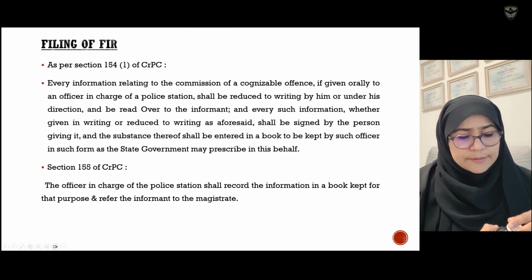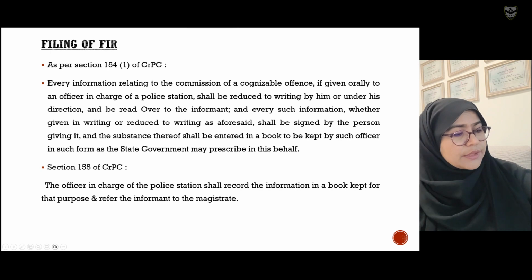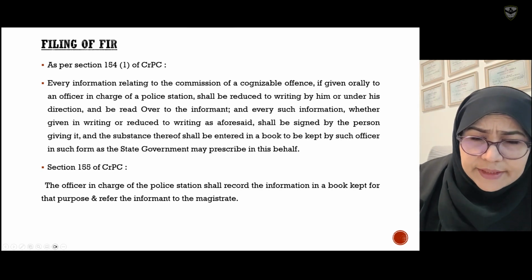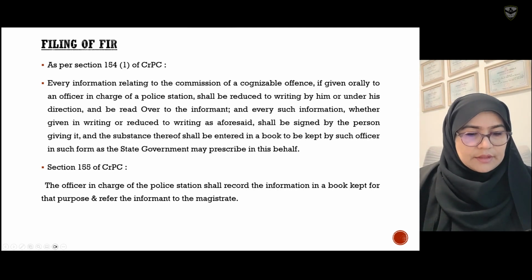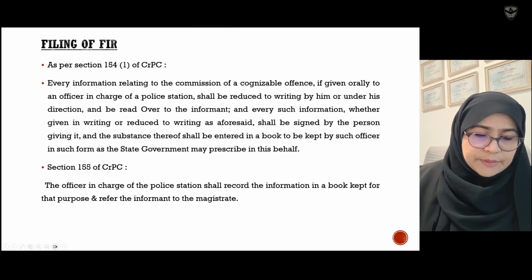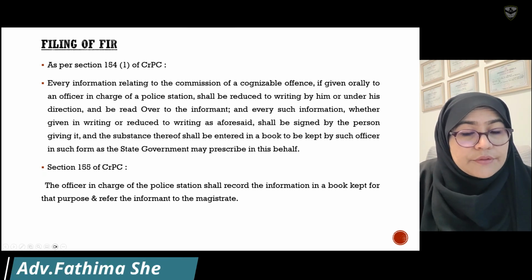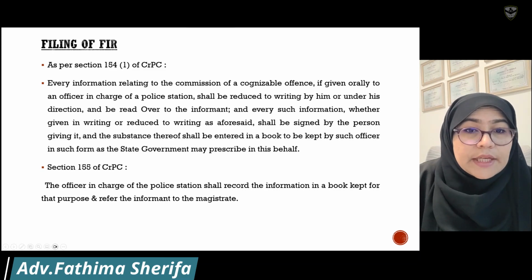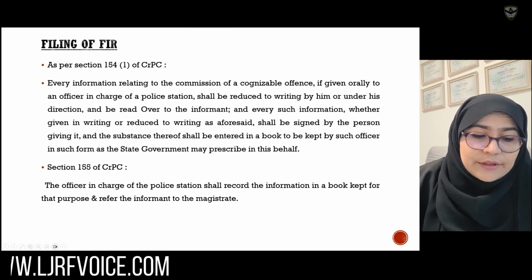As soon as a cognizable offense comes into his notice, he will lodge an FIR. This is explained under Section 154 clause 1 of CrPC. Section 154 clause 1 of CrPC says that every information relating to the commission of a cognizable offense, if given orally to an officer in charge of a police station, shall be reduced to writing by him or under his direction and be read over to the informant.